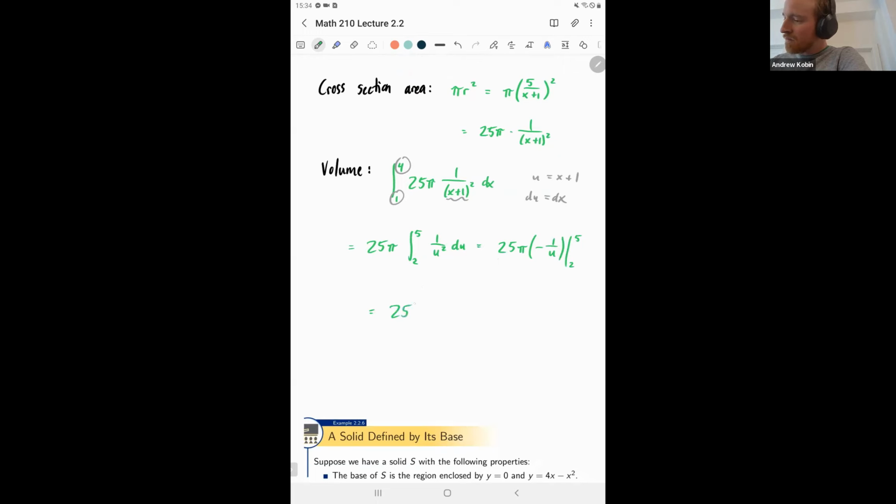So it'll be 25. I'll have negative 1/5 and then minus negative, that'll be plus 1/2. You can common denominator this and you'll see you get 3/10 inside of the parentheses. And that times 25 pi is 75 pi over 10. I didn't use my calculator to find a decimal approximation for this, but you can check it out and see, oh, that's interesting.